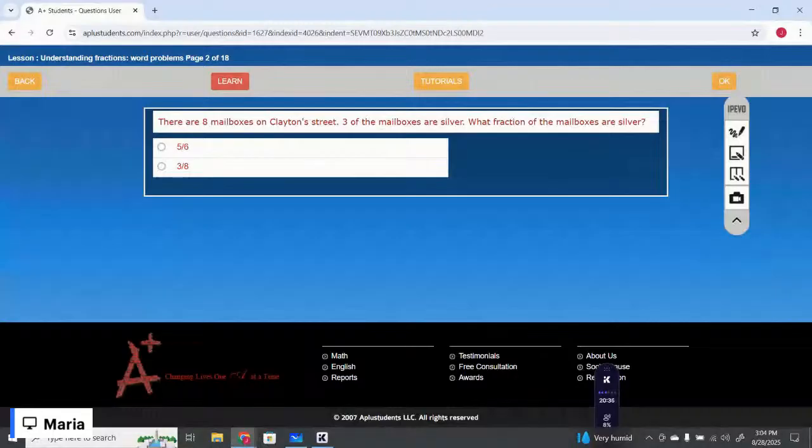There are 8 mailboxes on Clayton's street. 3 of the mailboxes are silver. What fraction of the mailboxes are silver? It would be 3 out of 8. Option number 2 is the correct option. The correct option is 3 out of 8.